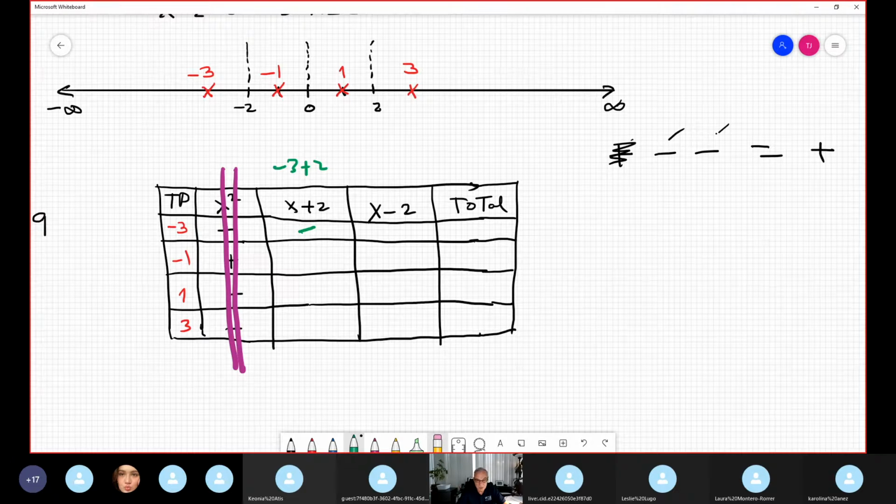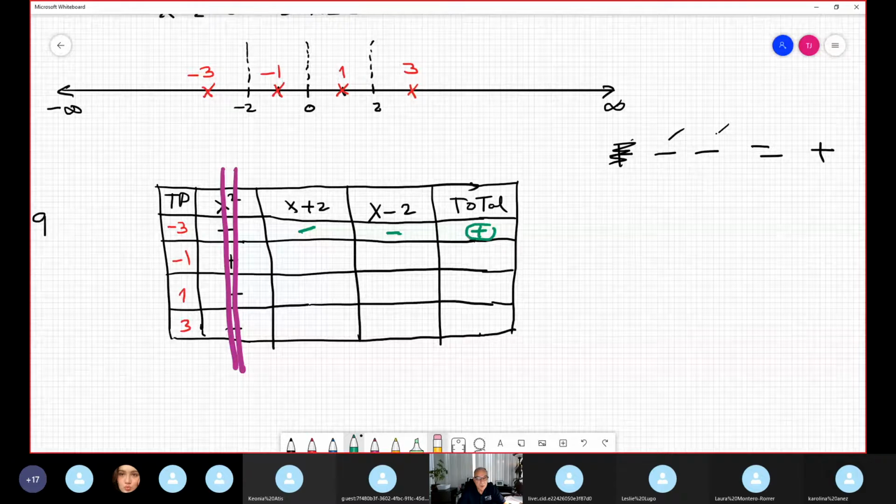Some students say, no, professor, I understand everything except this. So you don't understand anything. This is the most important moment, the most important part. You plug in the testing points one by one into these factors. Because now this is negative 3 plus 2, negative 1, so you put negative. And this is negative 3, negative 2 and negative 5, and negative. Double negative point.